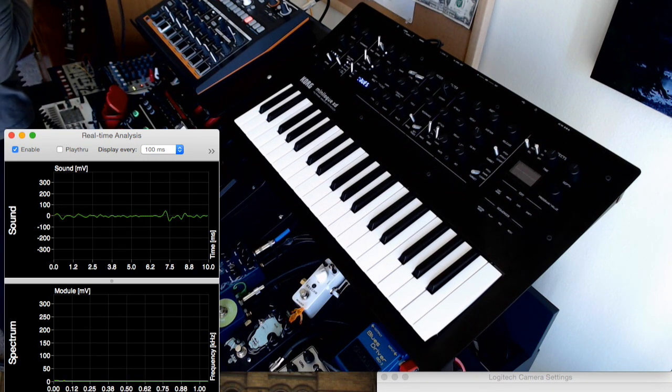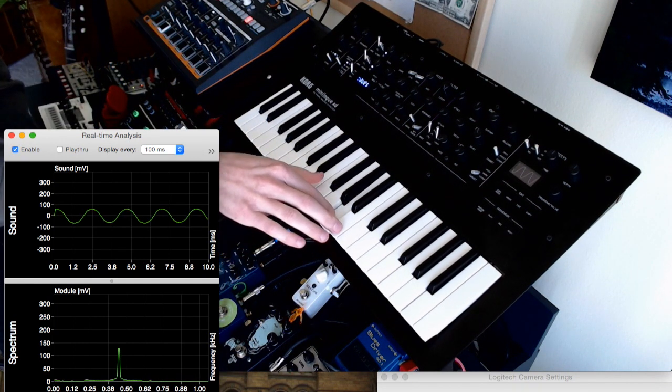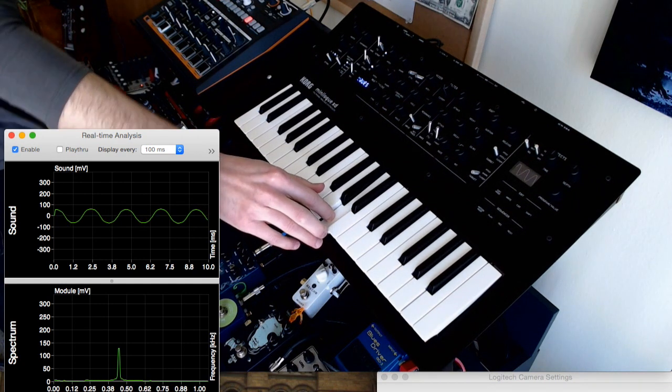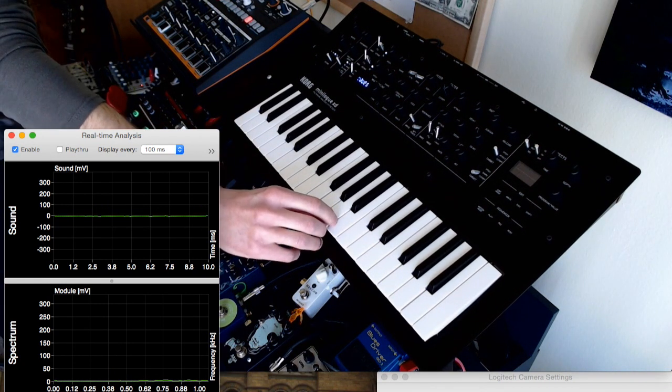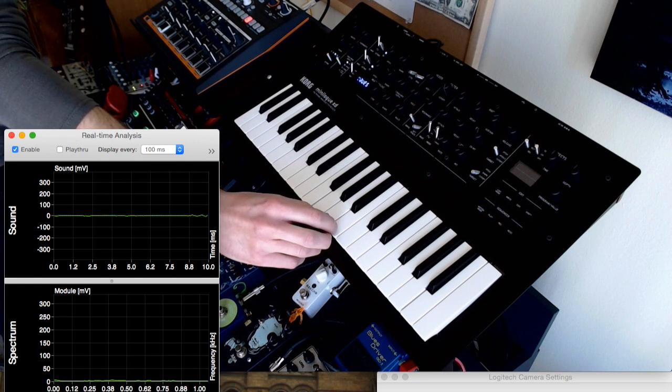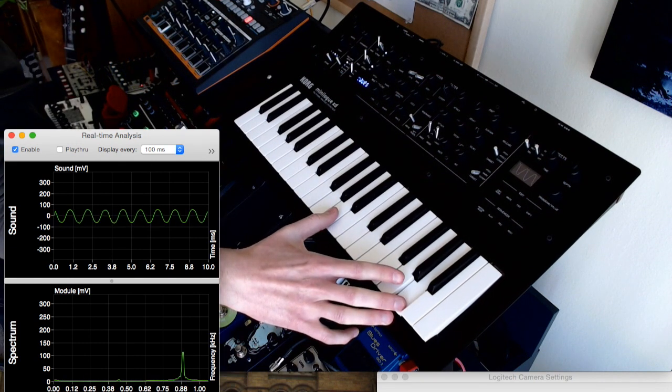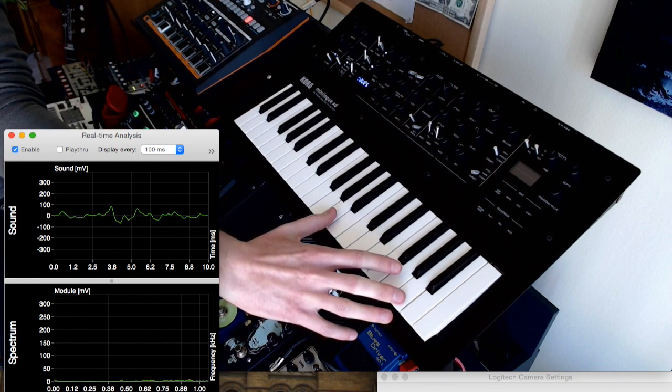Here's an A note playing at 440 hertz. Notice how far apart the wave peaks are. Here's an A note 1 octave up at 880 hertz. Notice how the wave is pushed together. This is what a higher frequency looks like.